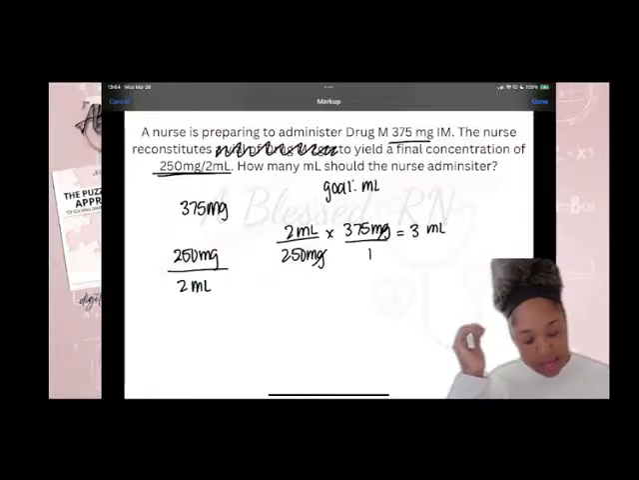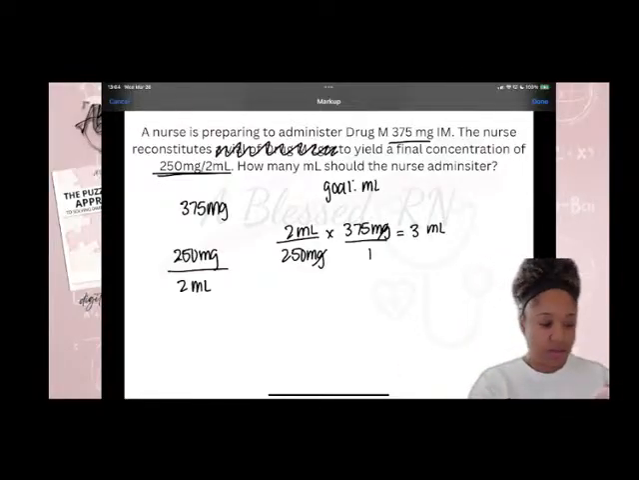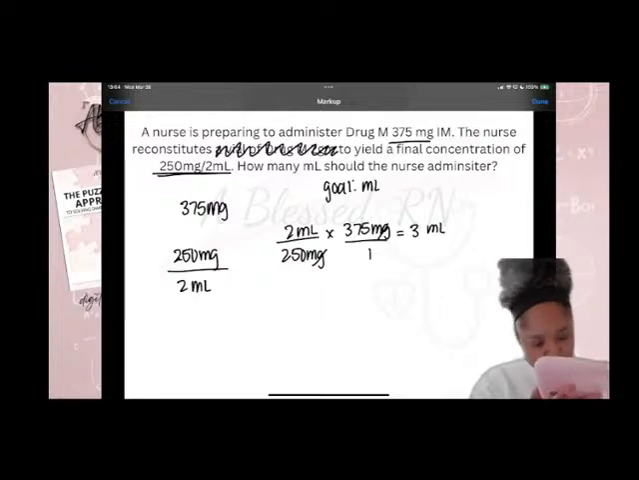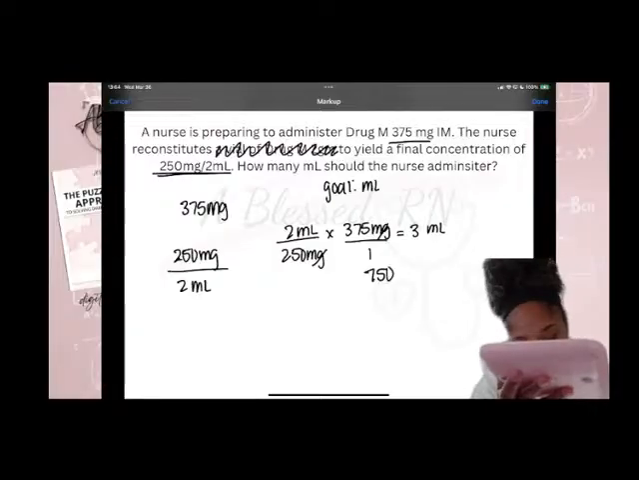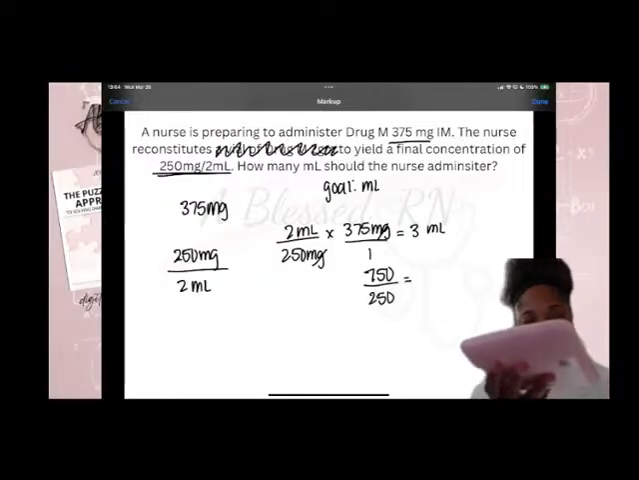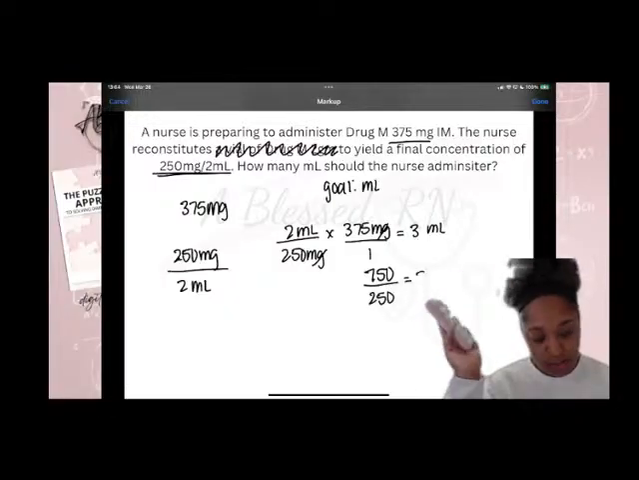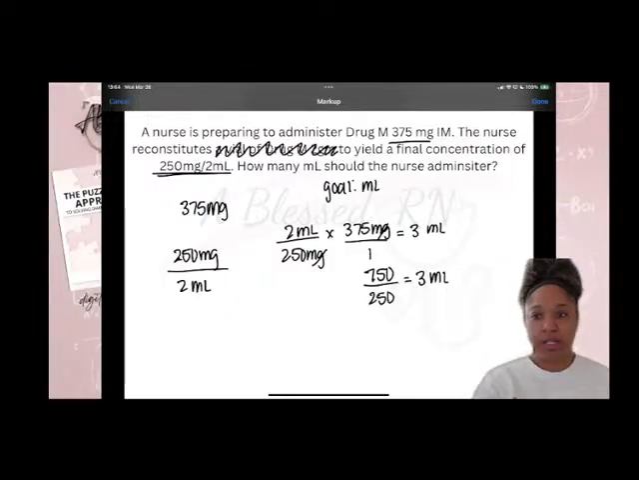Okay, so I did 2 times 375, which is 750, right? And that's on the top. Then 250 times one is 250. Divide the top by the bottom, and that's when you get 3 milliliters.